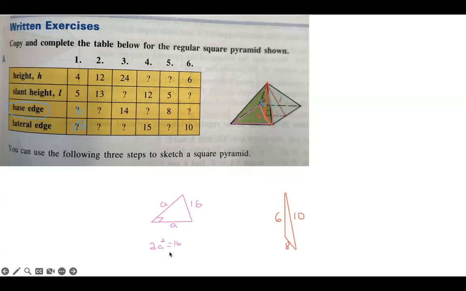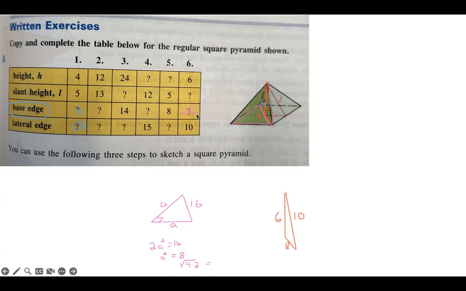And divide by 2, so we get a squared is equal to 8. And take the square root of 8. 4 times 2 is 8. I'm running out of space here. So 2 root 2. So a is 2 root 2, and that's the side. So let's see, base edge is 2 root 2.